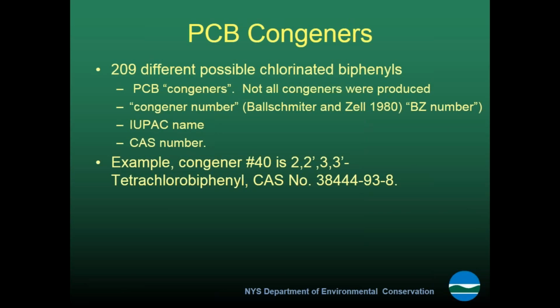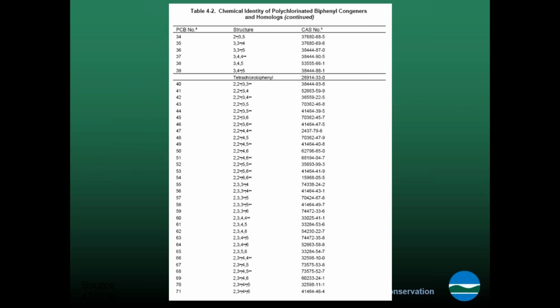The more specific evaluation for PCBs is the congeners. There are 209 different ways that you can mix and match the chlorines on those two rings, and each one of those different combinations is given a BZ number or IUPAC number. So that's the other way you can look at different PCBs.